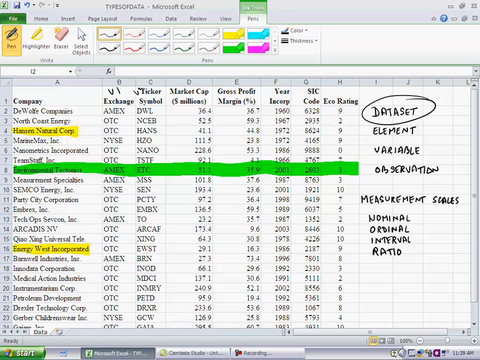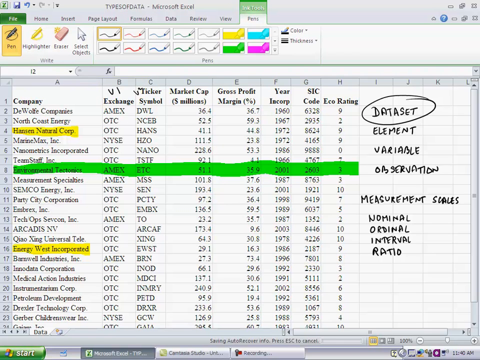So in terms of definitions, we have introduced four terms. An element is the object of measurement. A variable is a property that is being measured about the element. An observation is simply the collection of all measurements for any particular element.